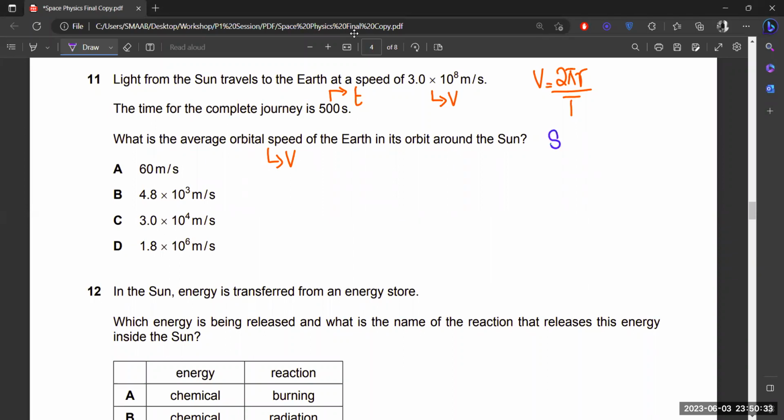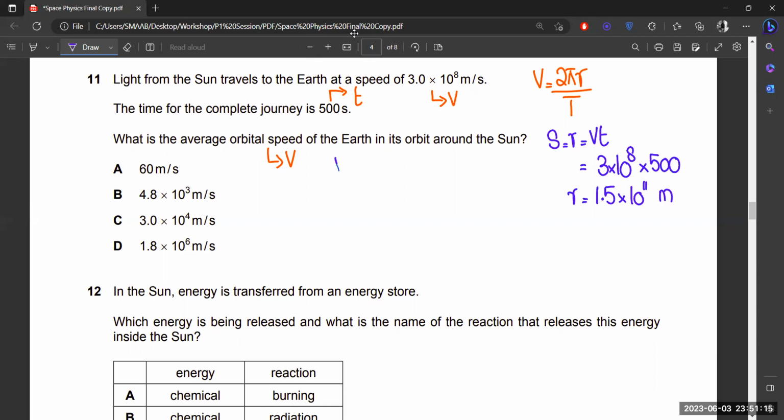We are considering the distance between the planet and the sun as r, and the formula for the distance is v into t. So the speed is 3 exponent 8, which is already mentioned, multiplied by the time, which is 500 seconds. So the distance will be equal to 1.5 exponent 11 meters. This is the distance between the sun and the earth. Now the next step is we need to find out the average orbital speed.